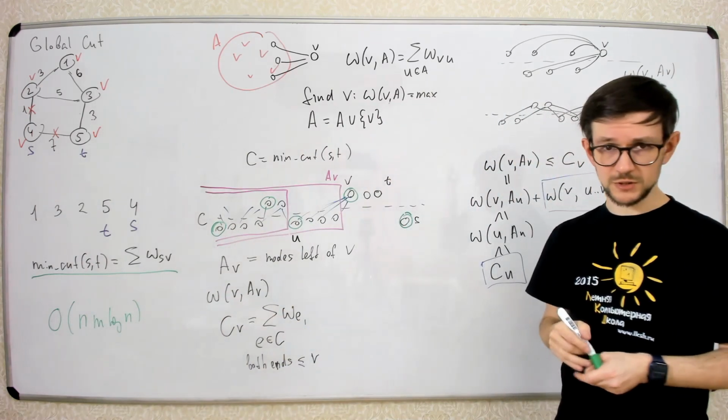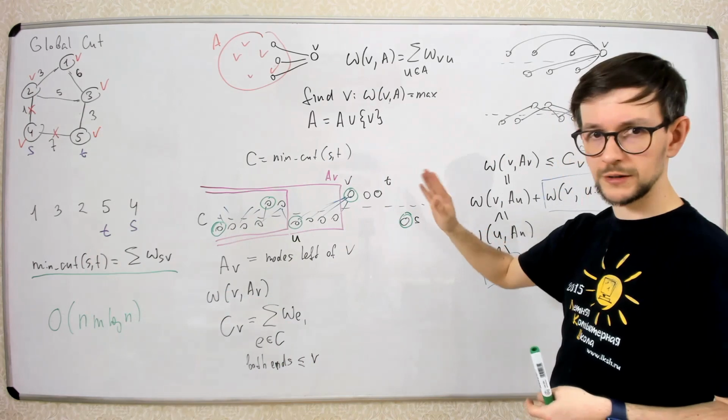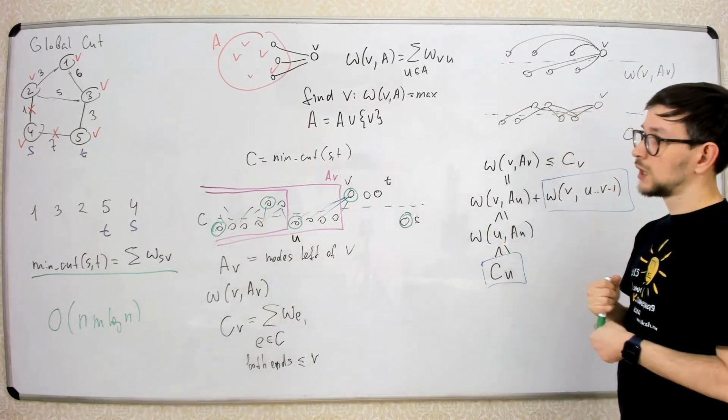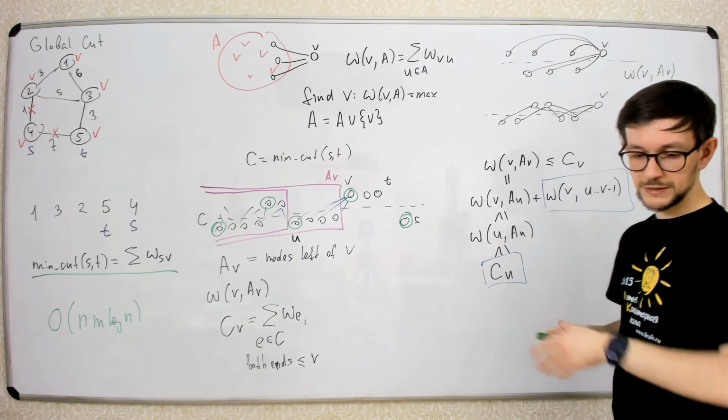Again, it's for binary heaps. If you use Fibonacci heap, it will be something like nm plus n square log n.